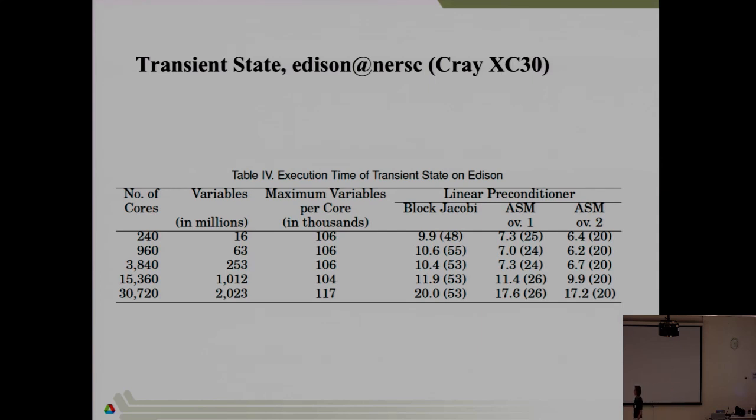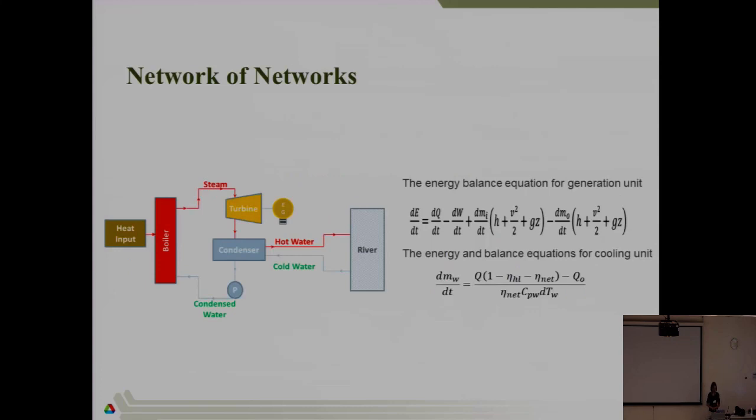In this case, we ran up to 30,000 cores per processor on a Cray machine, and we simulated up to 2 billion variables. For most of the time, until reaching a very high core number, we got pretty good weak scalability. So it shows this is robust, and also accurate. Our next project is to couple the power system with the water system, right? So this is what we want to do next.